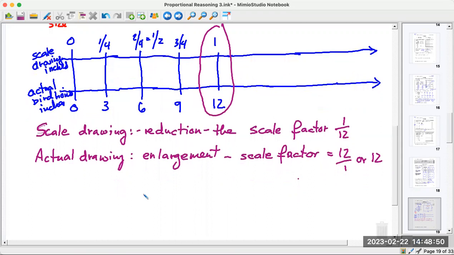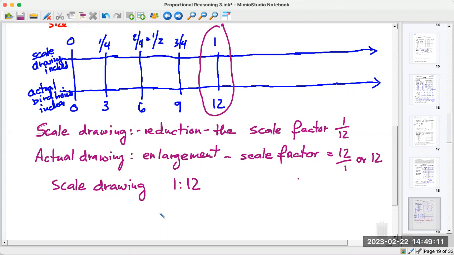Okay. We can also say the scale drawing to the actual drawing is 1 to 12. This is what you see a lot on maps and blueprints.